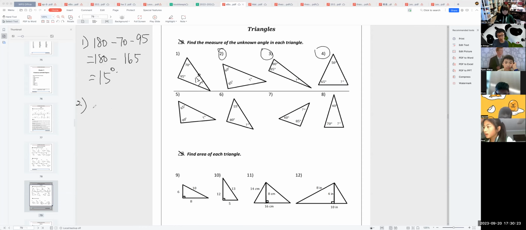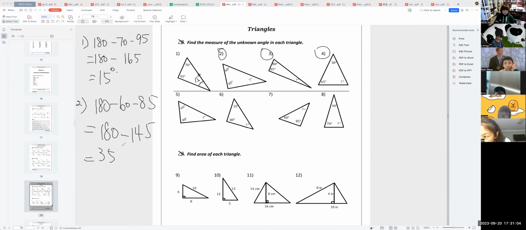You do 180 minus... oh, yeah, actually, no, 180 minus 60 and then minus 85, and then you get the number. Minus 60 minus 85, right? So the answer is 180 minus 145, correct, Jay-Z? So equals what? 35 what? Degrees. Very good. 35 degrees.